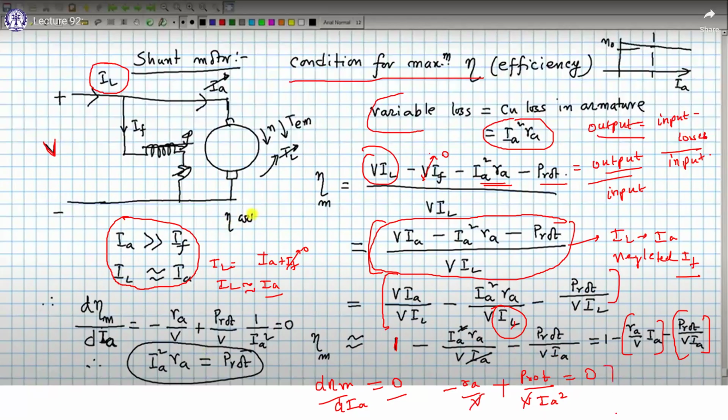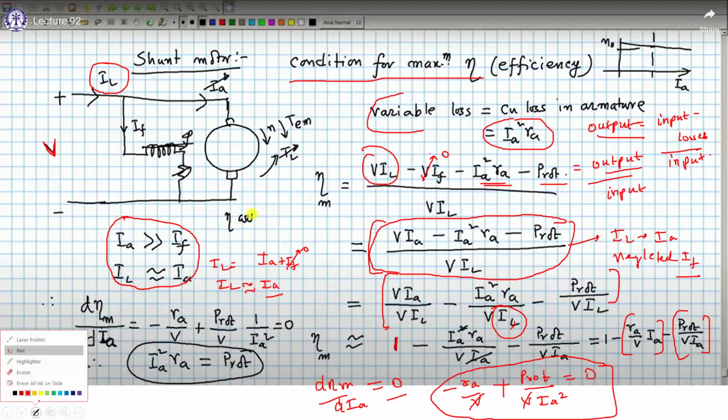If you simplify this, cross multiply and take it to the proper position, you will get this IA square RA equal to rotational losses. So the rotational losses are equal to your variable loss, IA square RA loss, which is the approximate condition of maximum.